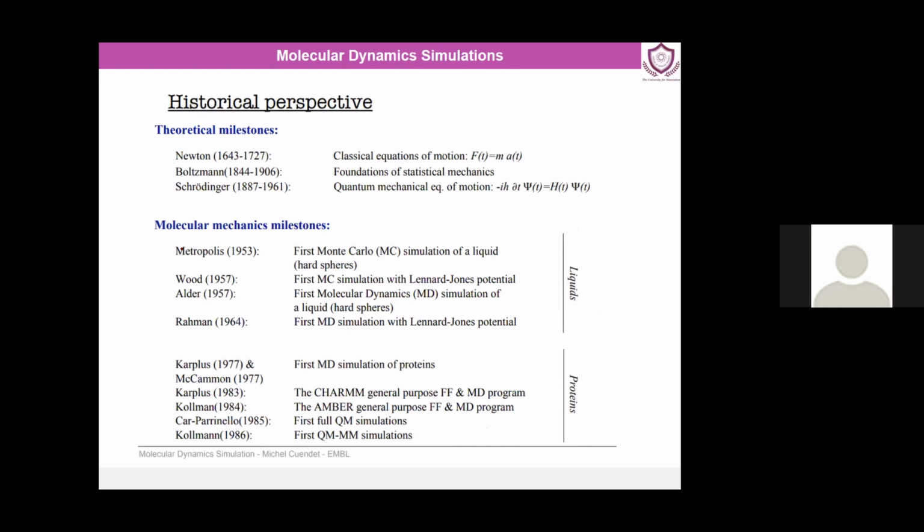If we see the historical perspective, there are a lot of theoretical milestones achieved by Newton, Boltzmann, and Schrodinger. And then we talk about the actual simulation part. Initially, there was Monte Carlo simulation, and then we had MD simulation. Rahman is one person, and I'm proud to say that he was an Indian. Rahman is one of the first Indians who introduced MD simulation. He did an MD simulation of argon gas.